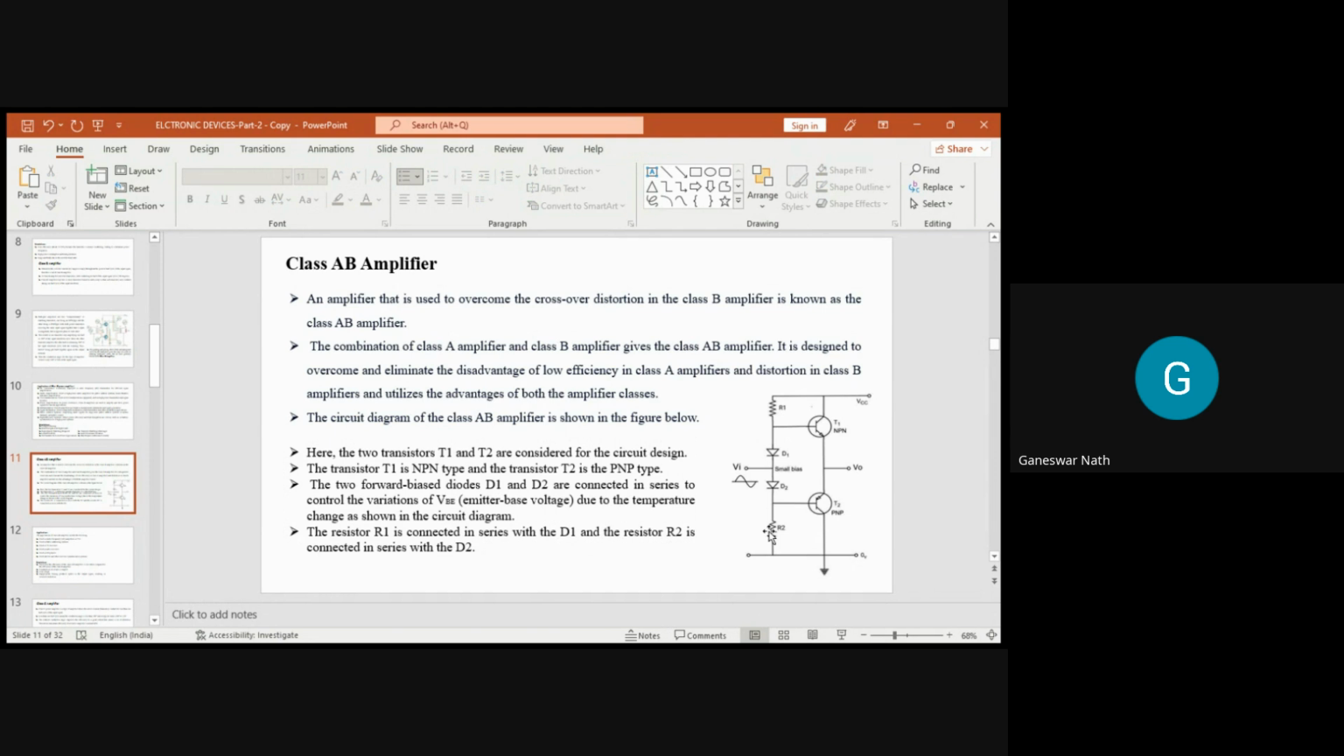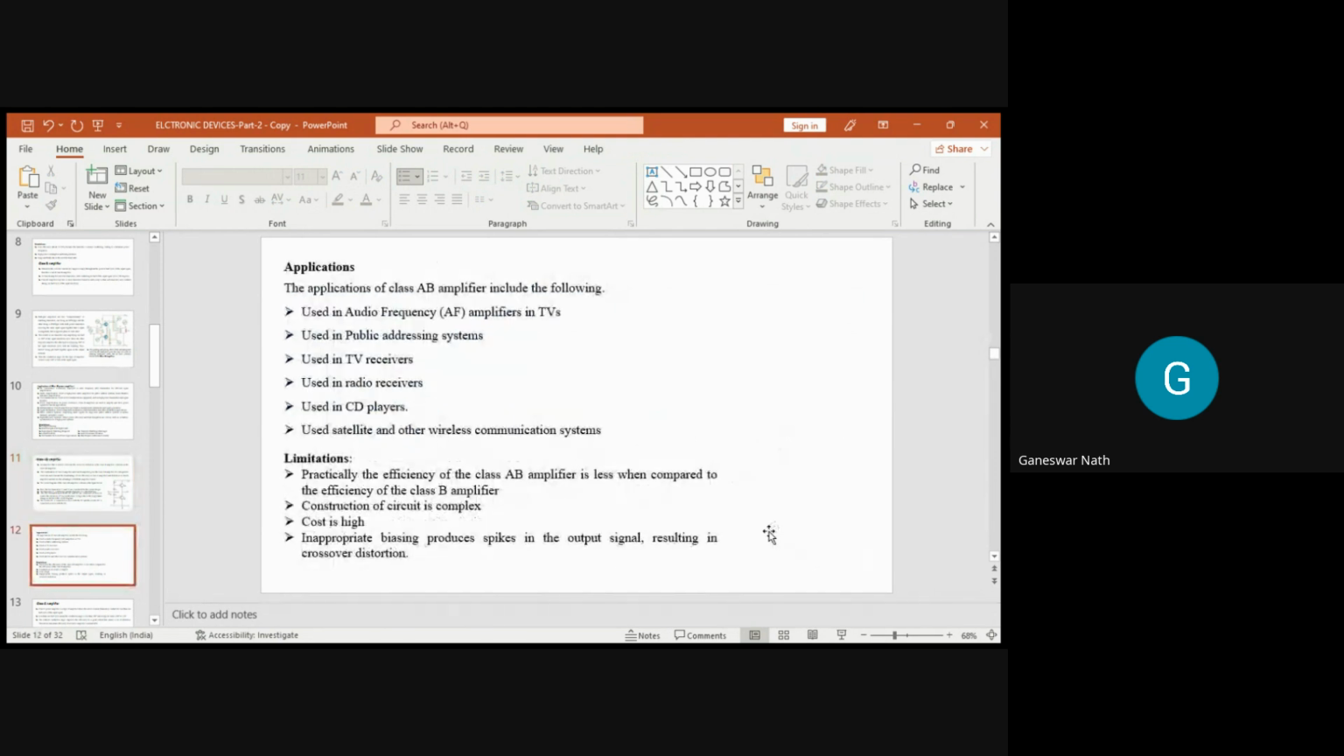Now these are some applications of this class AB amplifier. It is used in TV receivers, radio receivers, CD players, audio frequency amplifiers, and also public addressing systems. But still there are some limitations.